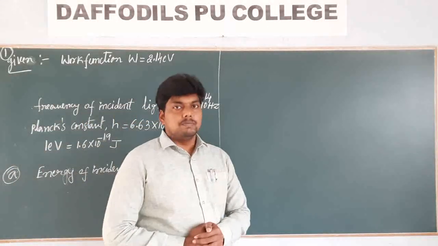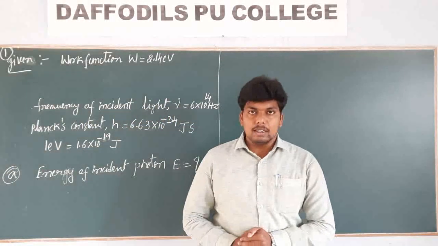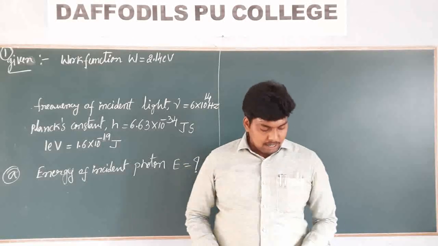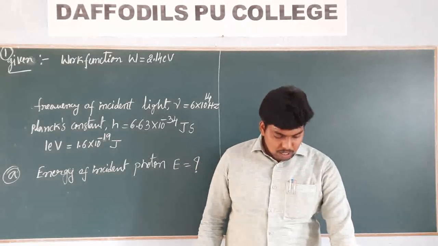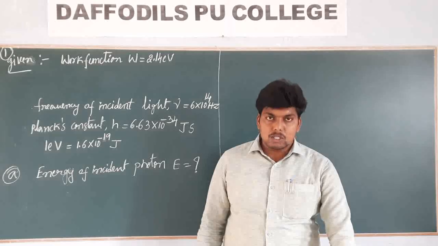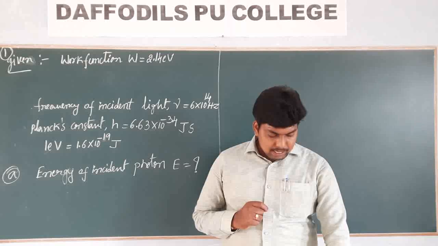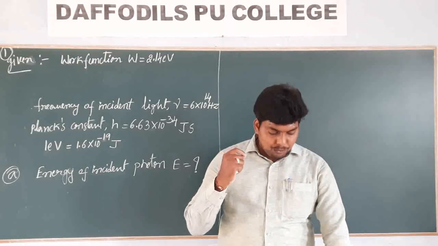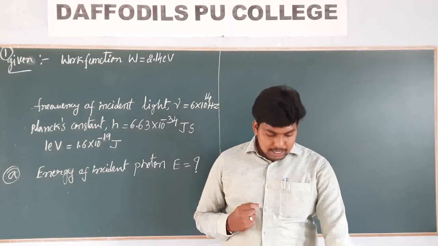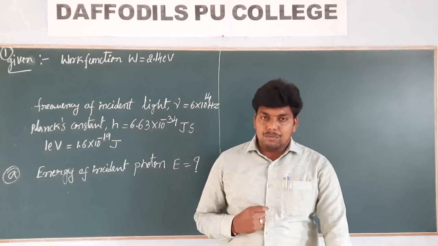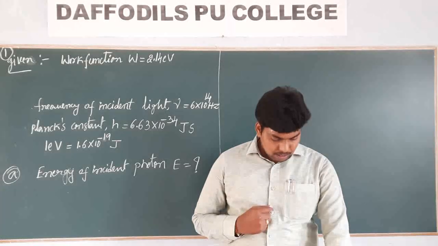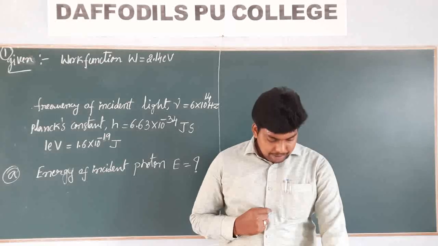First numerical, all of you read the first numerical. What have they given? The work function of cesium metal is 2.14 electron volt. When light of frequency 6 into 10 to the power 14 hertz is incident on the metal surface, photo emission occurs. Then what do you have to calculate?